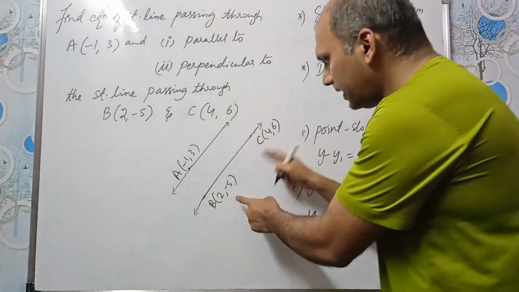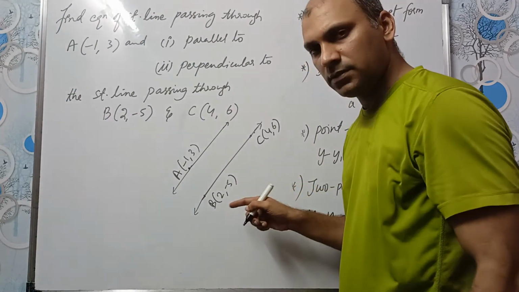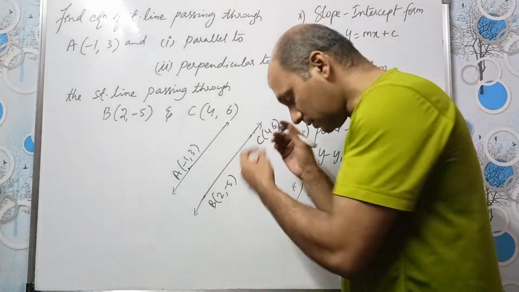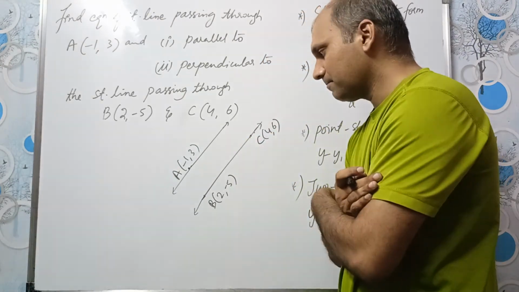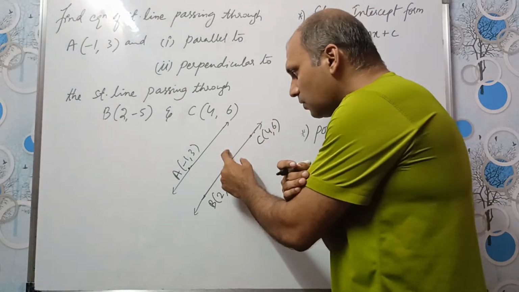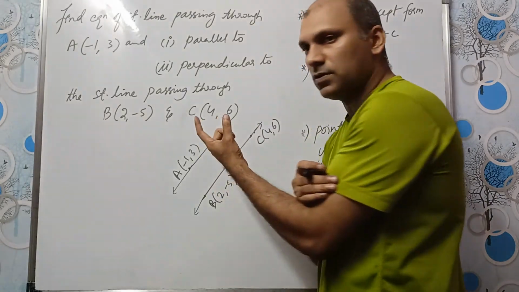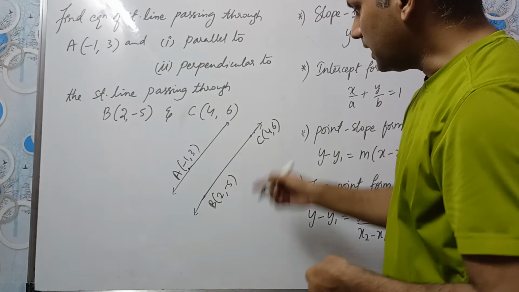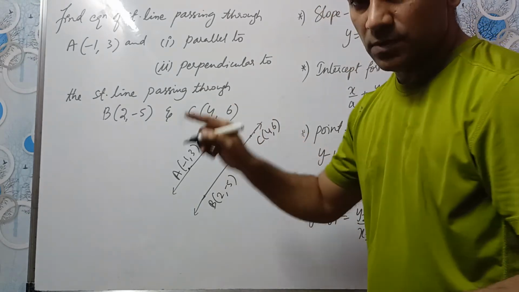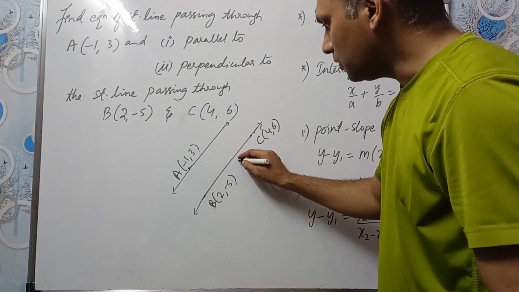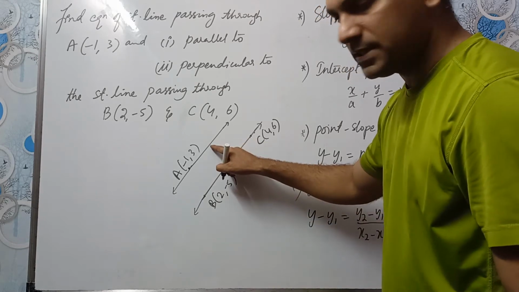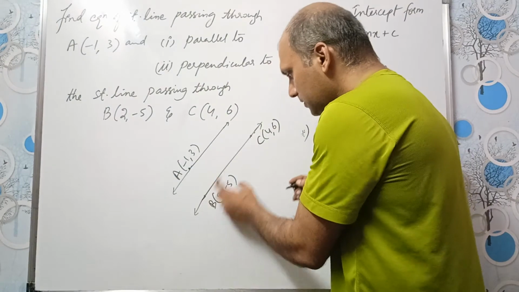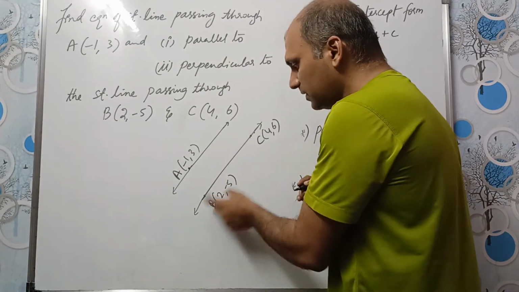Okay, can we find the slope of this straight line? 2 points are given. Can we find the slope of this straight line? Yes. And that slope will be the slope of this line also because the lines are parallel. In the first video we have studied that the slopes of 2 parallel lines are equal. If you take this as M1, this as M2, M1 and M2 will be equal.